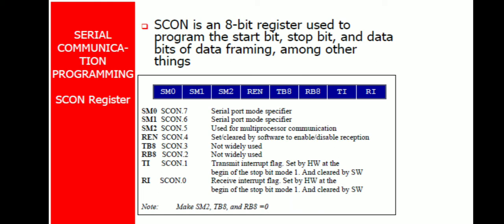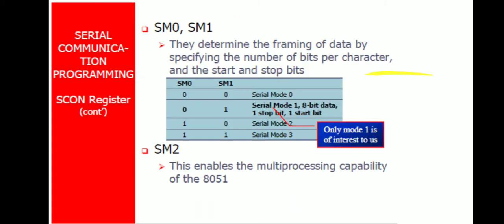Here SM0 is a serial port mode specifier, SM1 is a serial port mode specifier, and REN is set or cleared by software to enable or disable reception. TI is the transmit interrupt flag and RI is the receive interrupt flag. The SM0 and SM1 bits determine the framing of the data by specifying the number of bits per character and the start and stop bits.